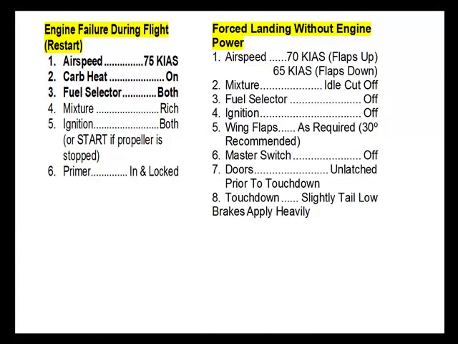With regard to the checklist, if you have enough altitude, you'd want to consider restart procedures. Again, best glide speed here to restart is 75 knots. That's not your best glide speed. That's a better speed to keep the propeller windmilling for restart procedure. Carburetor heat on, again, especially in the instance that there was potential carburetor icing, and fuel selector to both. Those are your memory items.